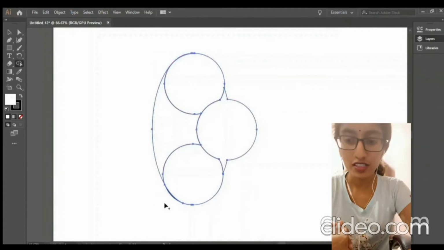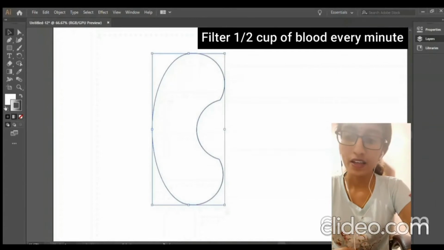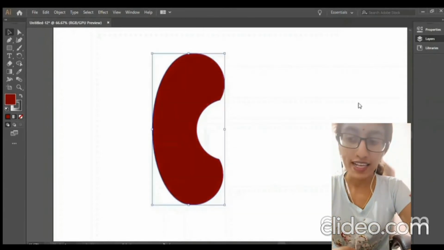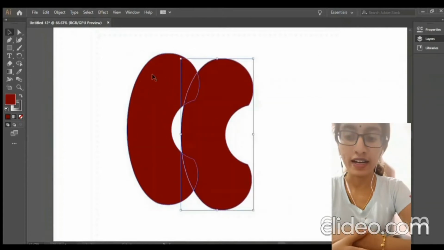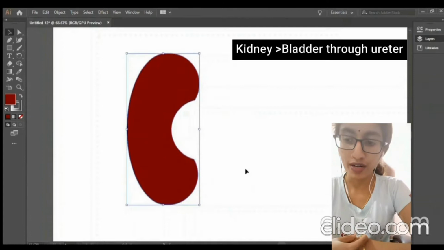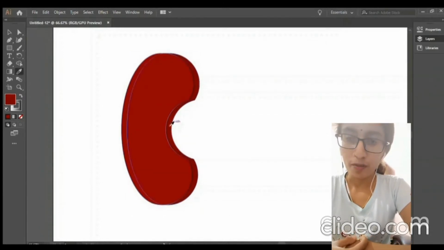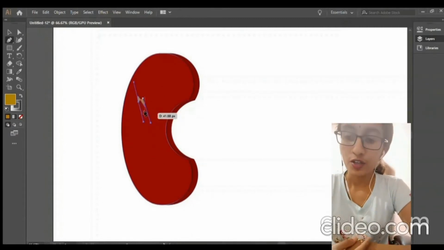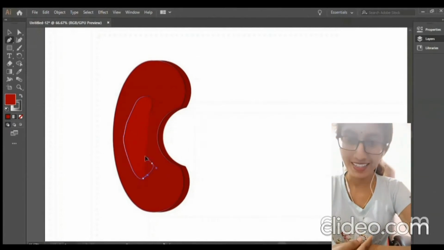A healthy kidney filters about half a cup of blood every minute, removing waste products and extra water to make urine. The urine flows from the kidney to the bladder through two thin tubes of muscle called ureters, one on each side of your bladder. Your bladder stores urine. Your kidneys, ureters and bladder are part of your urinary tract.